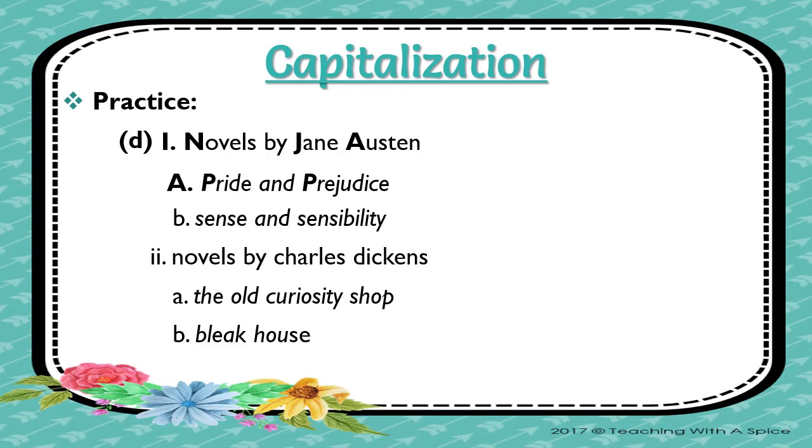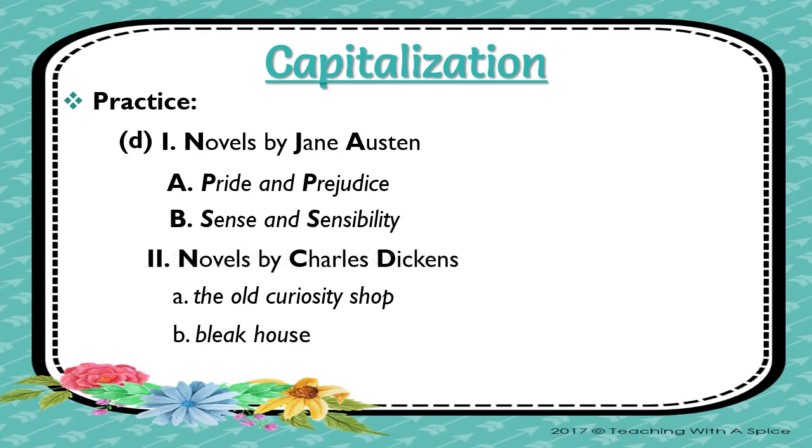We capitalize Pride and Prejudice for two reasons. Because it's the title of the book. We also capitalize Pride because it begins our outline. We capitalize the B and then Sense and Sensibility for the same reason. I needs to be capitalized because of the level it is in the outline. We also capitalize the N in novels, as well as Charles Dickens. N in novels because it begins the outline, and we capitalize Charles Dickens because it's a proper noun.